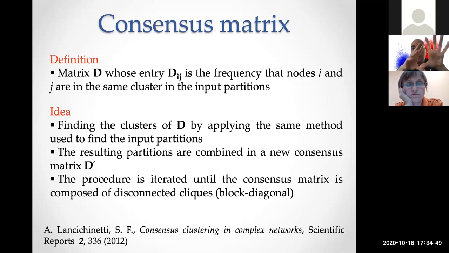So you have a bunch of input partitions, you create a consensus matrix, you apply your method again on the consensus matrix, treating it as a weighted matrix of a network. You get another set of partitions, you create a new consensus matrix, and you do the same thing until at the end, all partitions are the same. So this is the main idea I'm going to sell you today. And what I'm going to tell you next is how to do it in practice, how to make it faster, and what kind of results you can get.